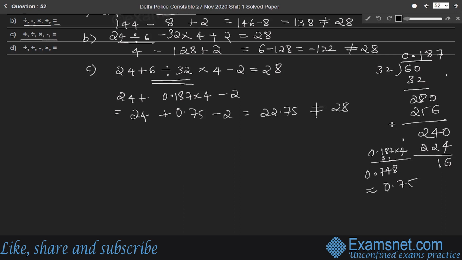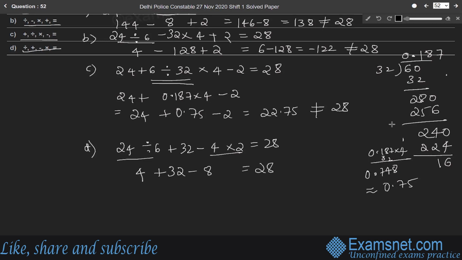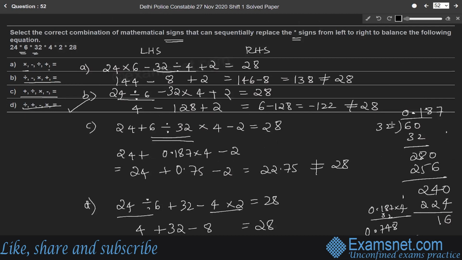So the last part, D, 24 divided by 6 plus 32 minus 4 into 2 is equal to 28. So 24 by 6 is 4 plus 32 minus 8, which is 4 plus 24, which is 28. Therefore, option D is the right answer. Option D is the right answer.